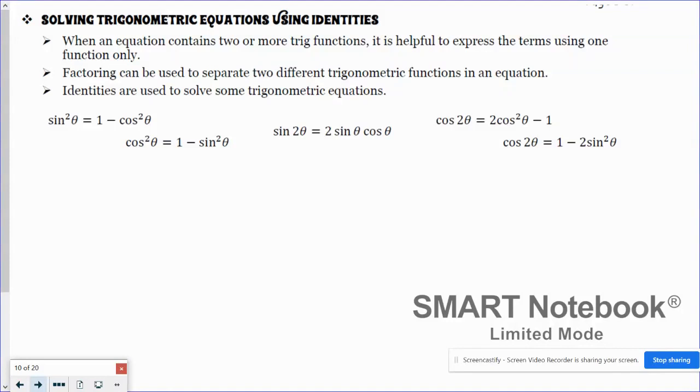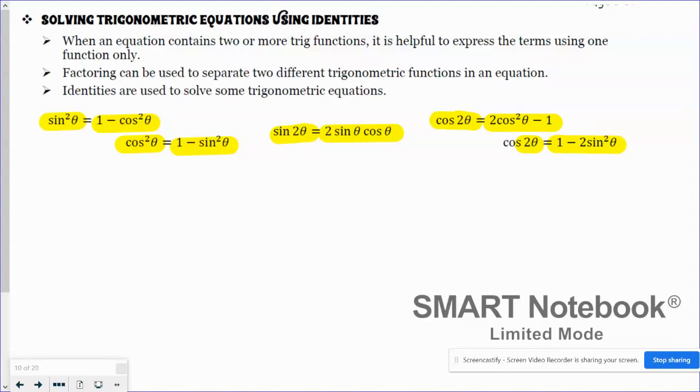The identities you'll have to use: sine squared can be replaced with 1 minus cosine squared. Cosine squared can be replaced with 1 minus sine squared. If you have any double angle identities, so 2 times an angle, sine of a double angle can be replaced with 2 sine cosine. Cosine of a double angle can be replaced with either 2 cosine squared minus 1 or with 1 minus 2 sine squared.